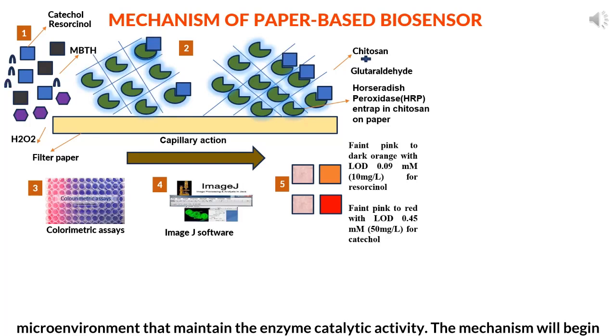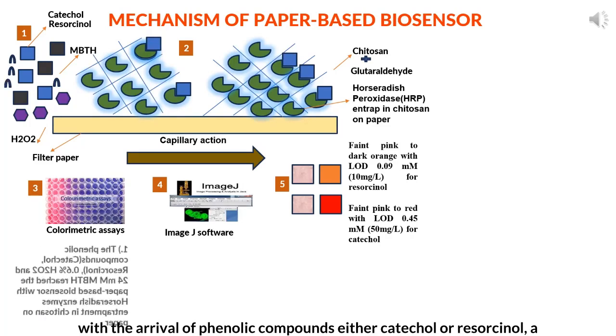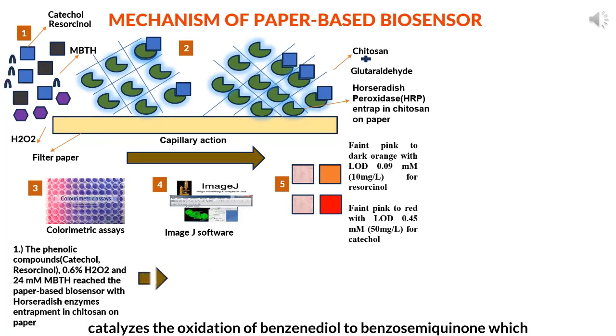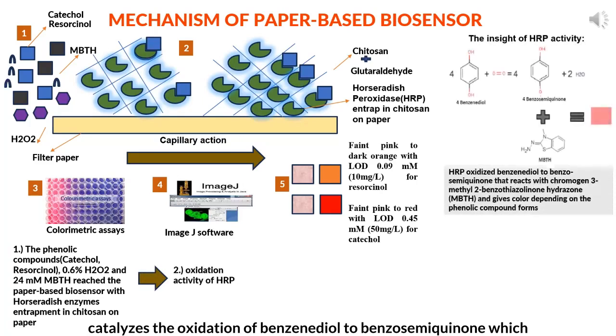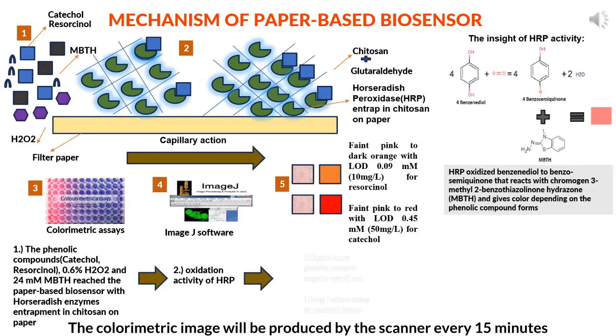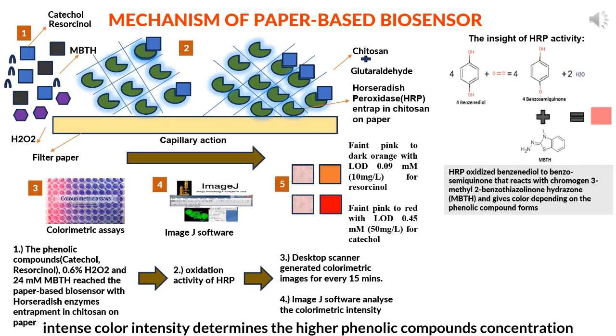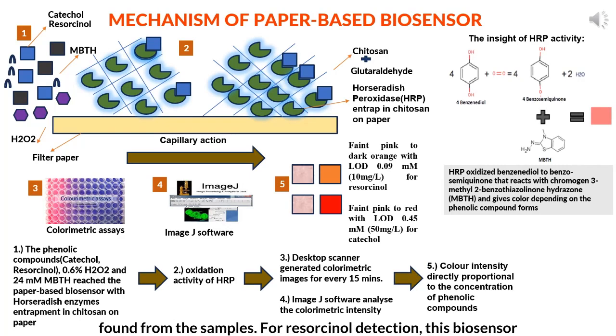The mechanism will begin with the arrival of phenolic compounds, either catechol or resorcinol, hydrogen peroxide and MBTH on the biosensor. The HRP enzyme catalyzes the oxidation of benzenediol to benzosemiquinones, which further react with MBTH to produce pink products. The colorimetric image will be produced by the scanner every 15 minutes and ImageJ software analyzes the color intensity formed. The more intense the color, the higher the phenolic compound concentration found in the samples.